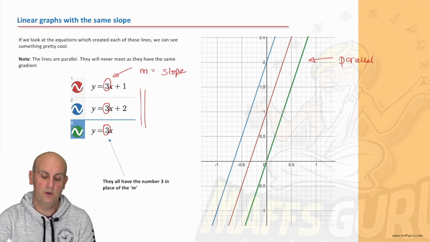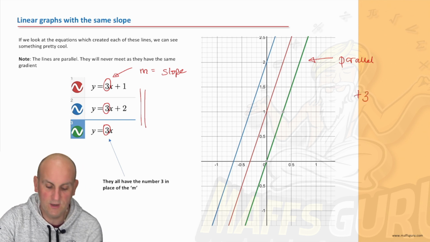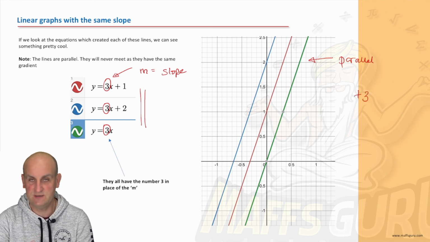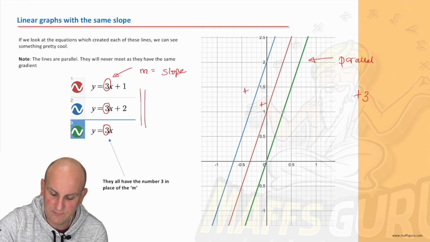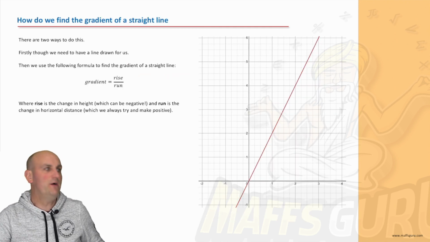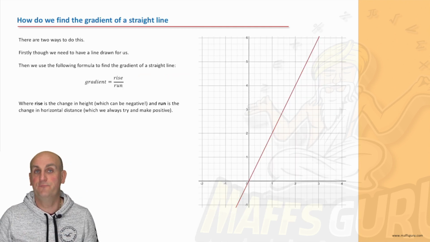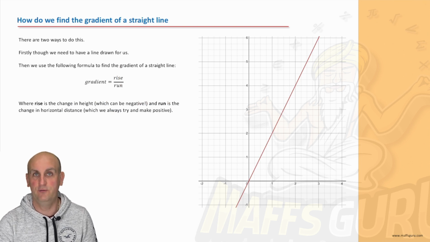Now again, what do you notice about the values? They're all plus 3. Now again, we don't write the plus in front of the 3. If it's positive, we don't write the plus. So that's a positive gradient, that's a positive gradient, and that's a positive gradient. But I suppose the question is, if I was given a line and I wanted to find the gradient, as I have been here, I've been given a line, how would I find the gradient of the line?